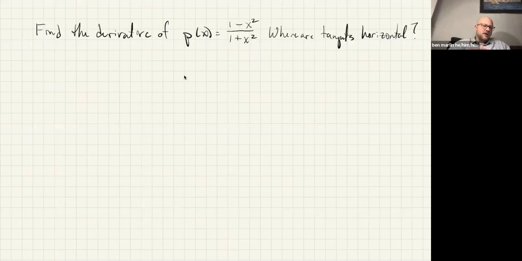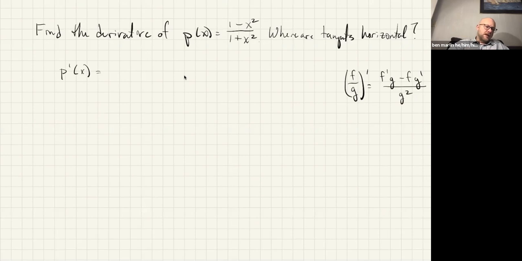So the thing that you have to keep in mind here is our quotient rule. I'm going to put this out to the side. If you have f over g prime, you'll have f prime g minus f g prime, the whole thing over g squared. Okay?